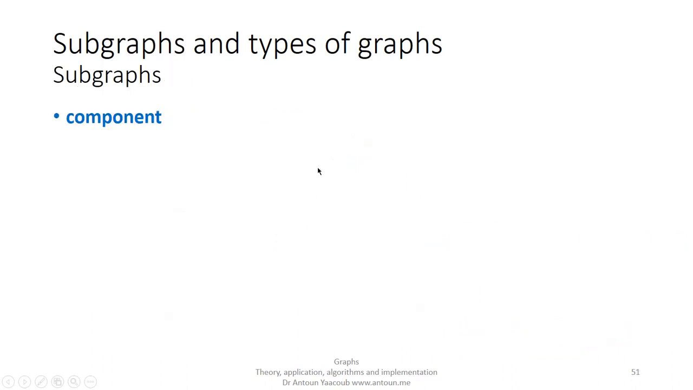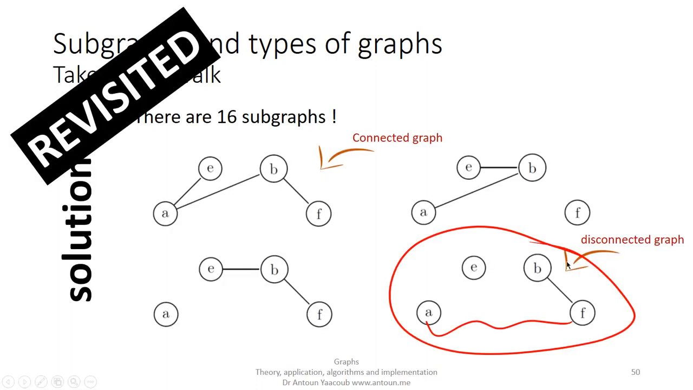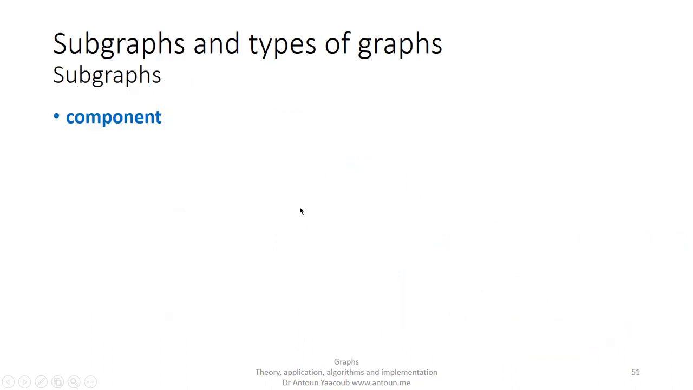So in a disconnected graph, the various pieces of the graph are called components. For example, here I have 1, 2, 3 connected components because I have 3 different parts. Here I have 1 connected component. So a component is a maximal connected subgraph, and we say that one vertex is a maximal connected subgraph.